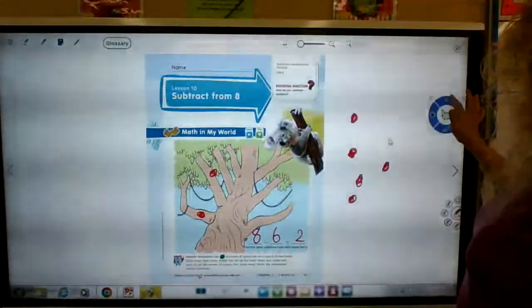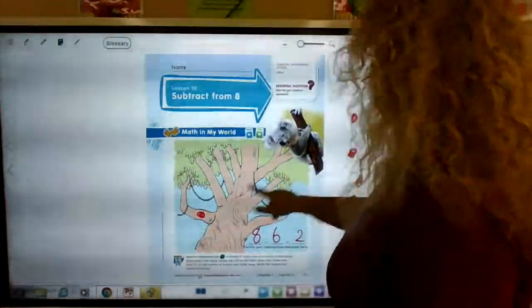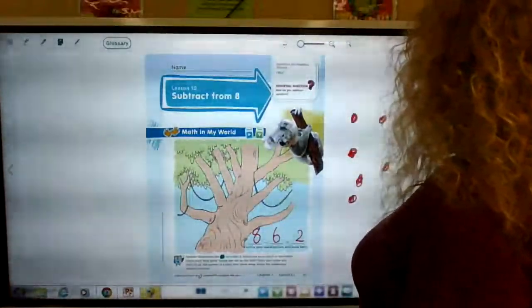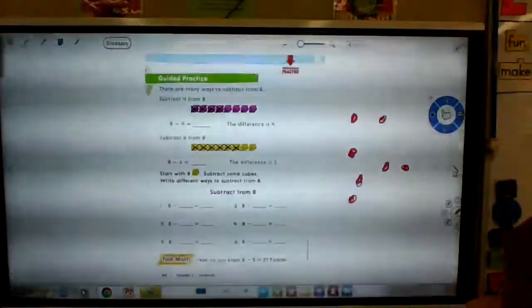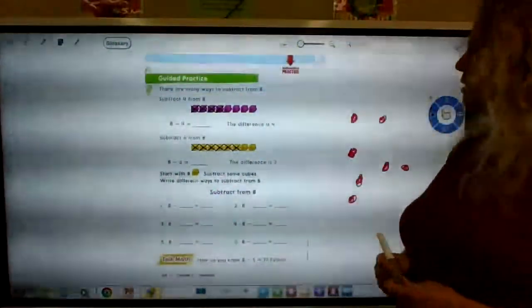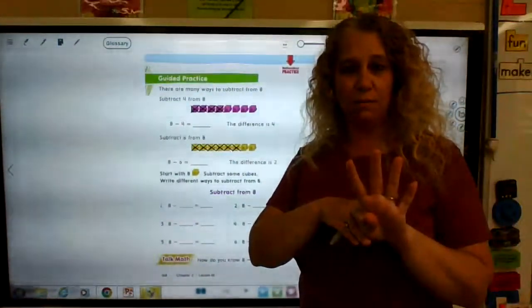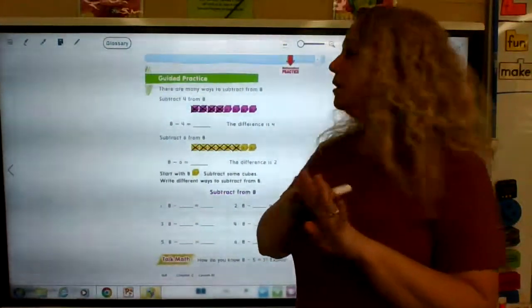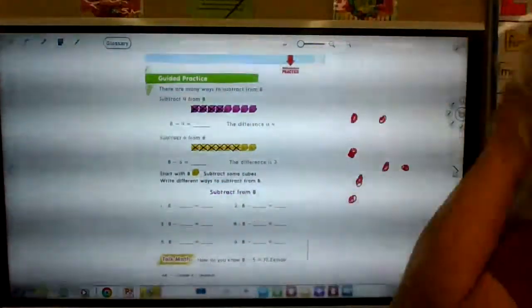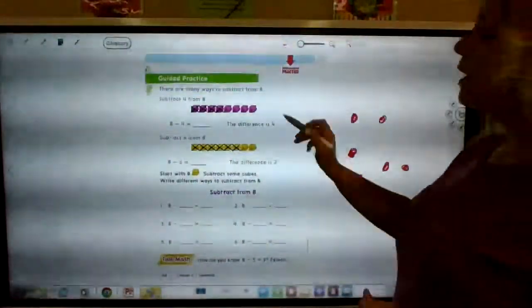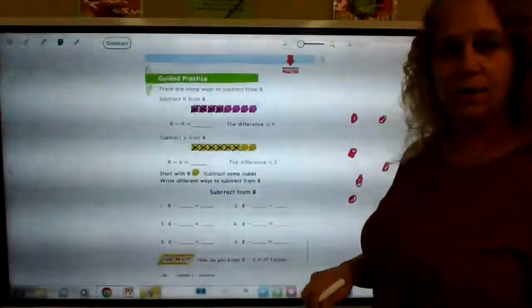You're going to, oops, let me move these. Open and flip to the inside page. Okay, so there are many ways to subtract from 8. When we did 4, there were only 5 ways to subtract from 4 because it was a small number. Now that it's 8, there's lots of ways to subtract from 8. 9 ways.